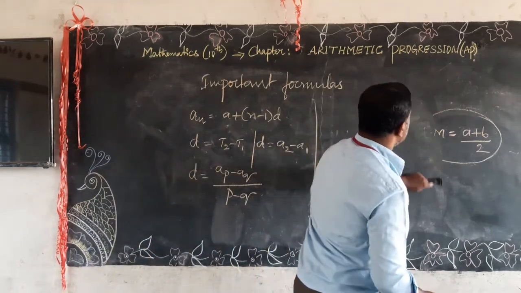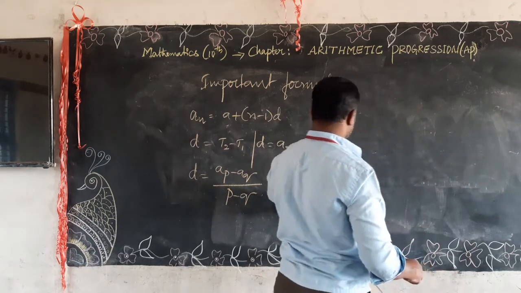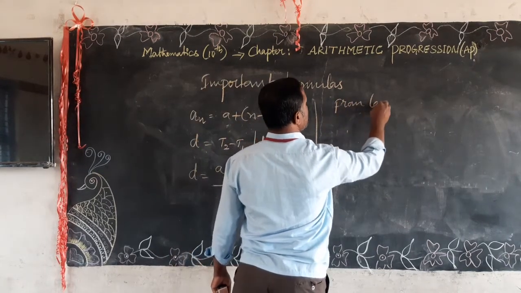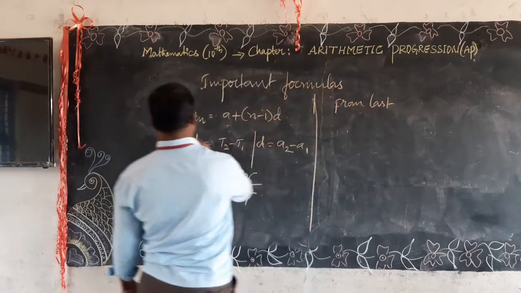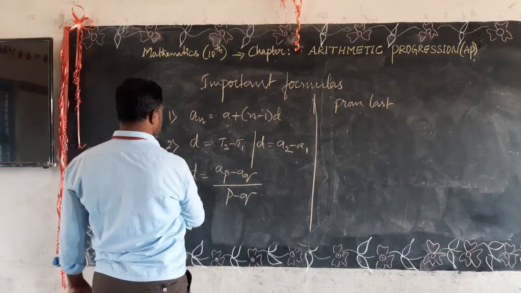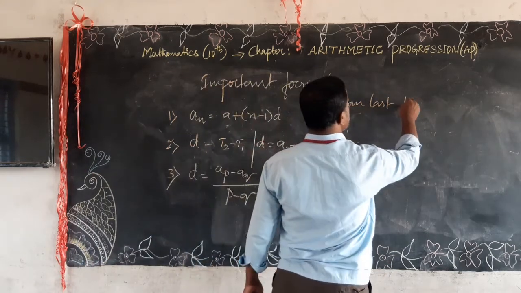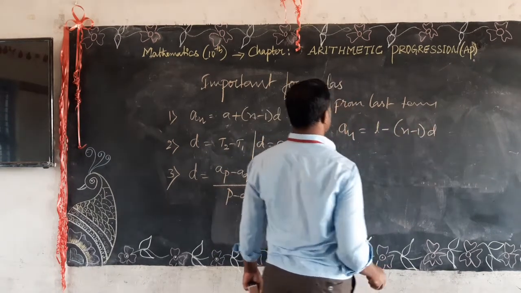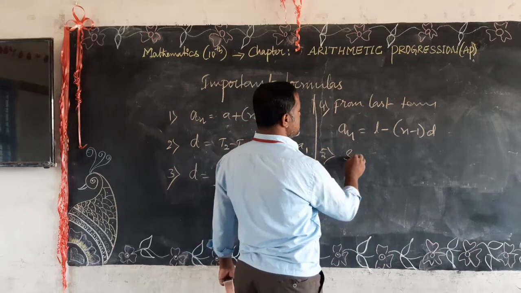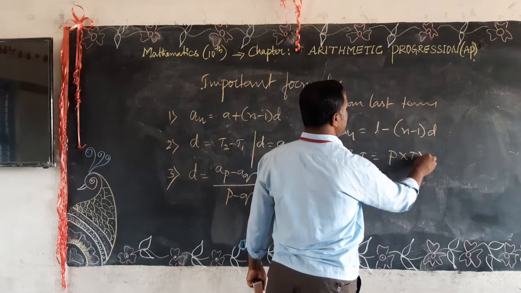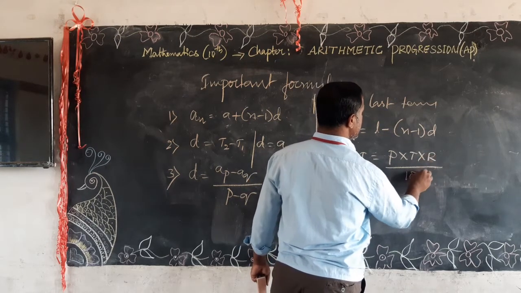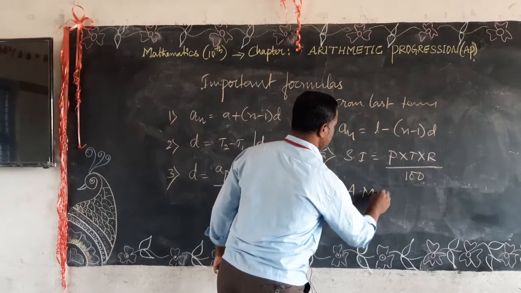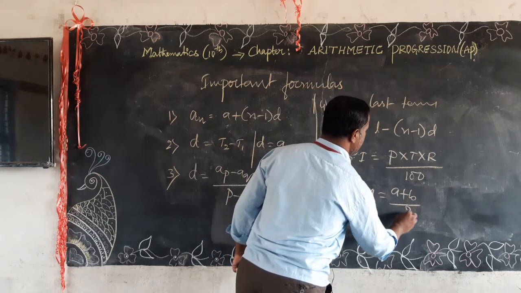We have the last term. From the last term, let us take this as 1, 2, 3, 4. So we have a formula that is n is equal to L minus of n minus 1 into d. Fifth formula, simple interest formula, that is P into T into R, PTR over 100. Sixth formula, arithmetic mean, that is AM, which is equal to A plus B whole divided by 2.